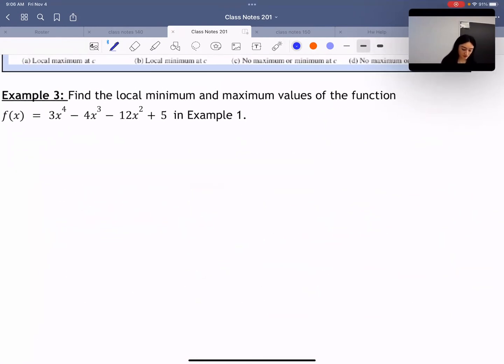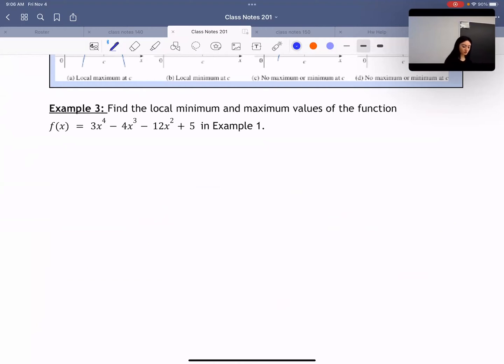Okay, so in this example, we want to find the local min and max values of our function 3x to the fourth minus 4x cubed minus 12x squared plus 5. This is the same function as example 1. Okay. With this type of question, we're just dealing with critical values, not the places where our function doesn't exist. Okay, only dealing with critical values.